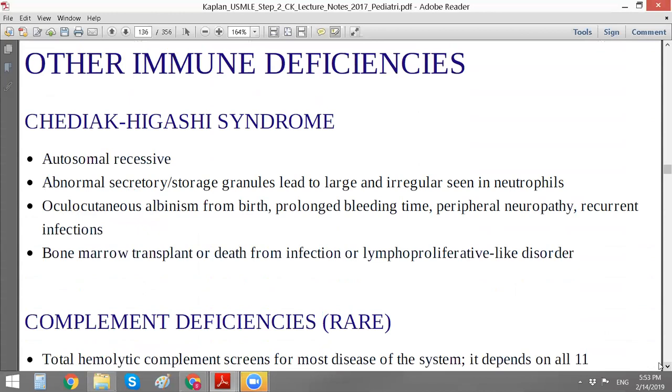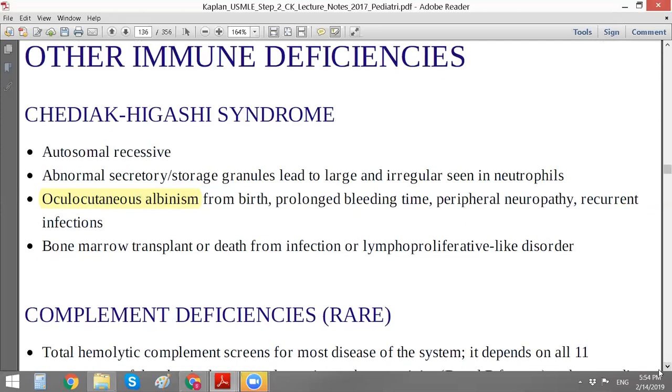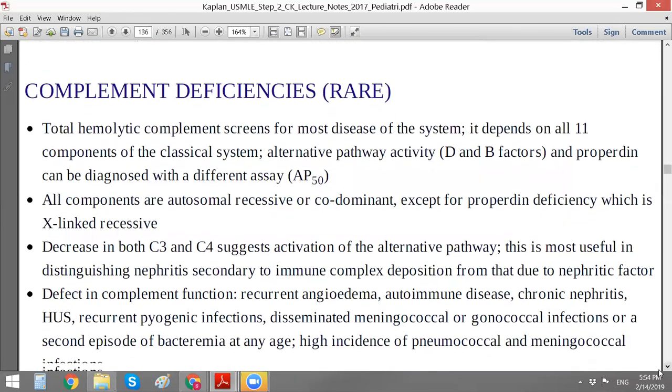Other immunodeficiencies are Chediak-Higashi, AR, with oculocutaneous albinism, prolonged bleeding time, peripheral neuropathy, and recurrent infections. Oculocutaneous albinism, like if albino, this is actually albinism. So if you find it in a girl, this is most probably autosomal recessive, and it might be Chediak-Higashi. And there are lymphoproliferative and complement deficiencies.